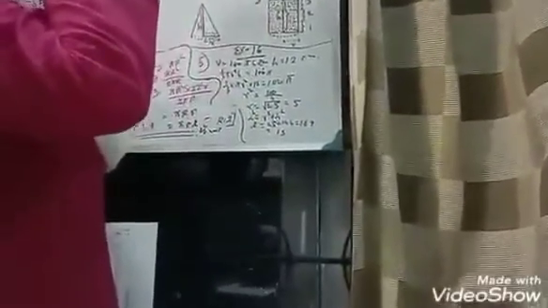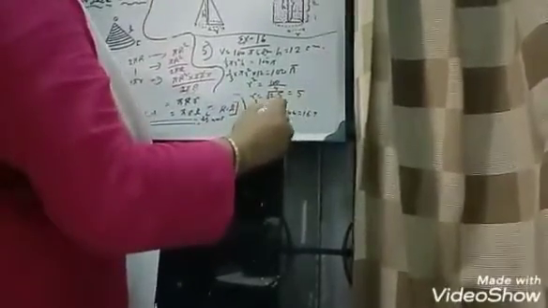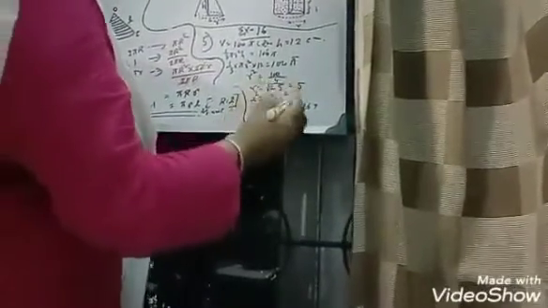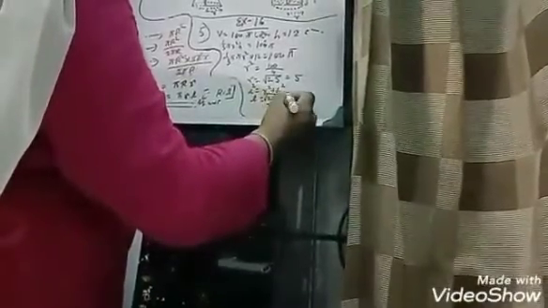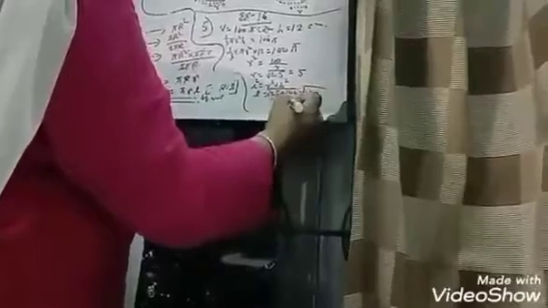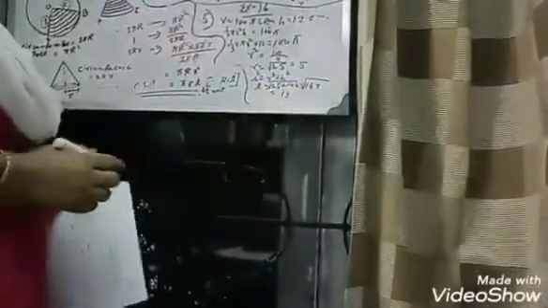So again we know L square equals r square plus h square. So L will be the square root of this whole. L is equal to the square root of 25 plus 144, which is 169. The square root of 169 is equal to 13. So this is sum number 5. Next is sum number 6.